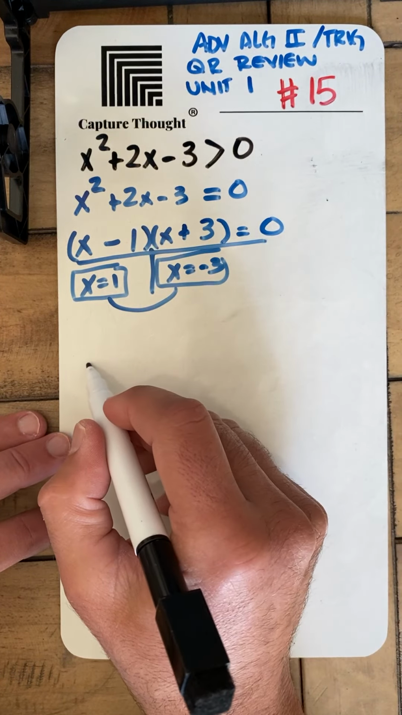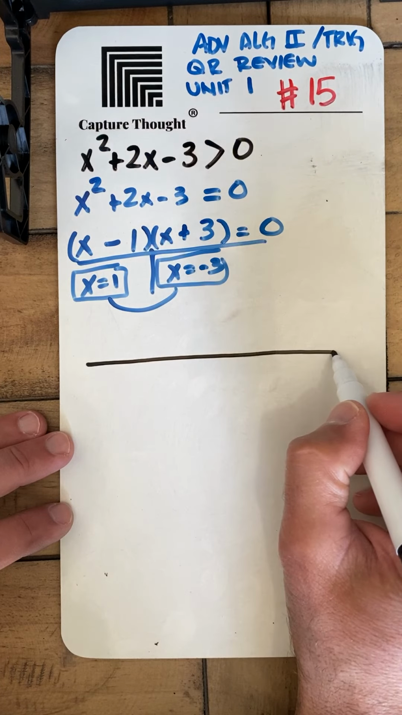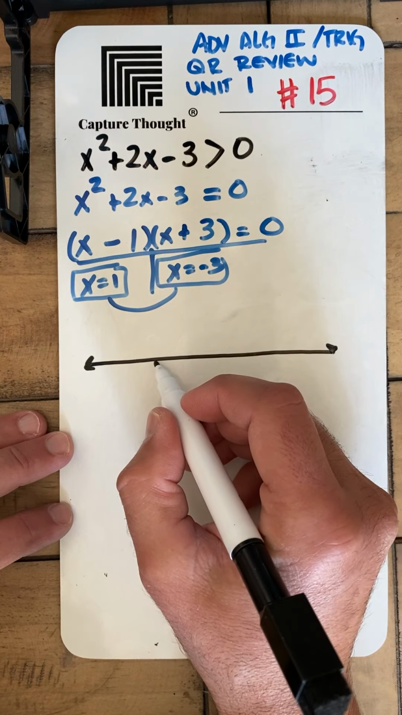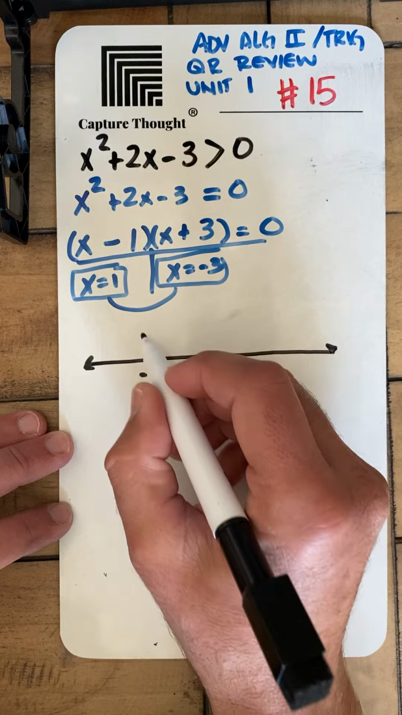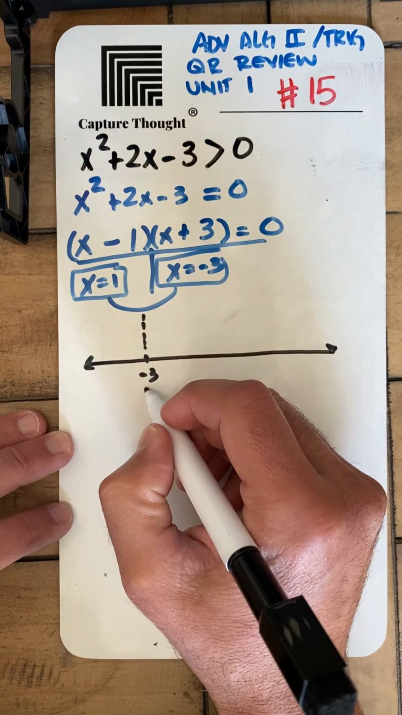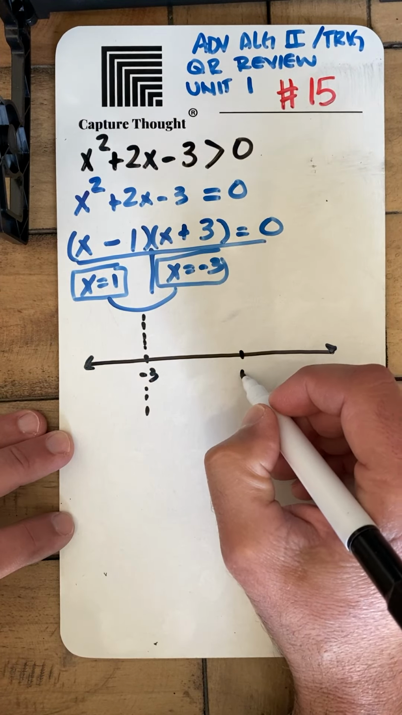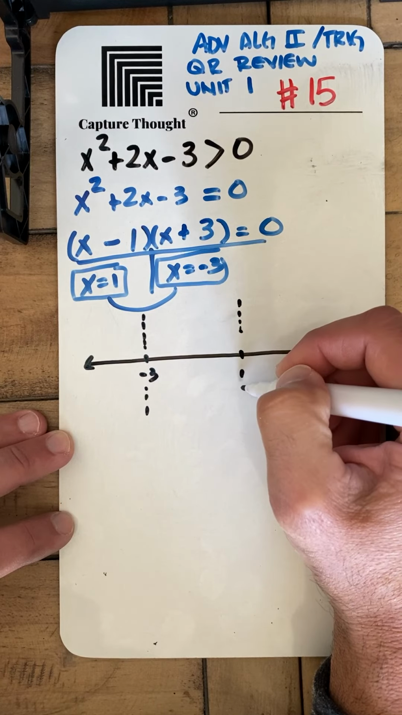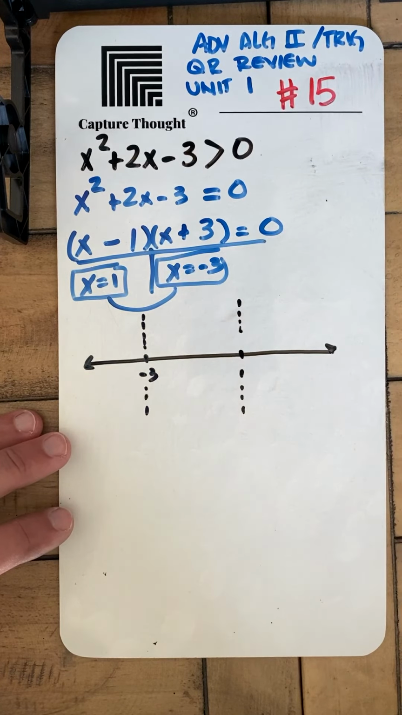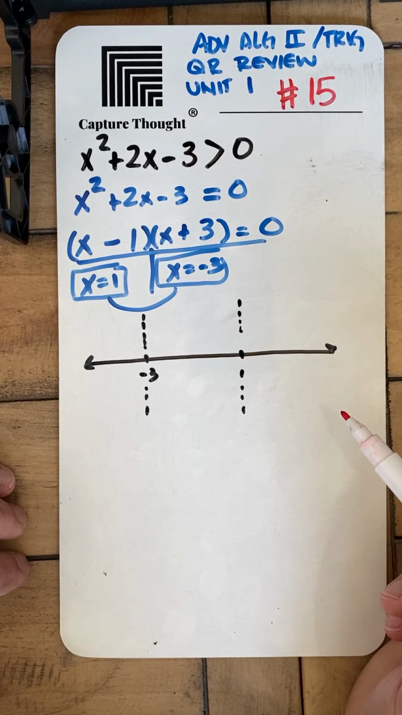So if I was on my number line, like this, okay, here's negative 3. And I know it's going to be 0 there, and then here's 1. So I know it's going to be a 0 there. So I kind of have 3 regions here that I need to take a test point.